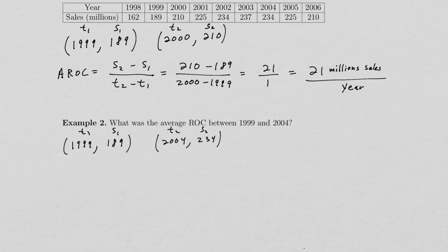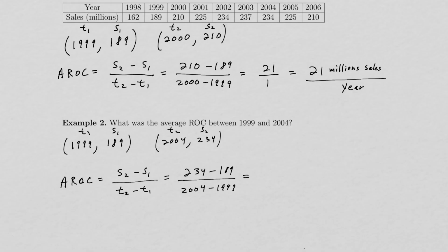Okay, so the average rate of change is going to be S2 minus S1, the change in sales, that's the change in the output, over the change in time, the change in input, so T2 minus T1. So in this case, it'll be 234 minus 189, divided by 2004 minus 1999.